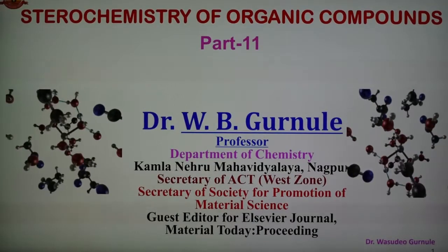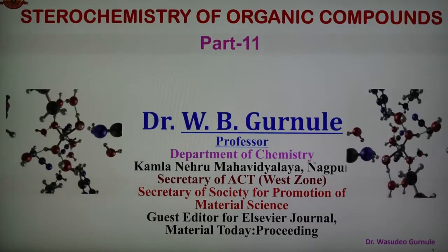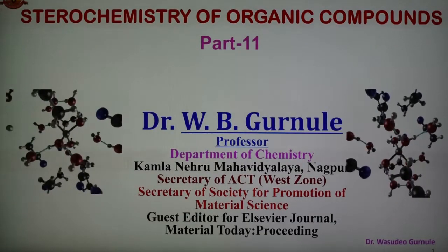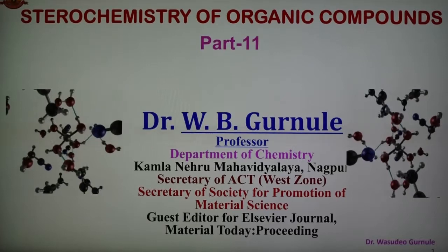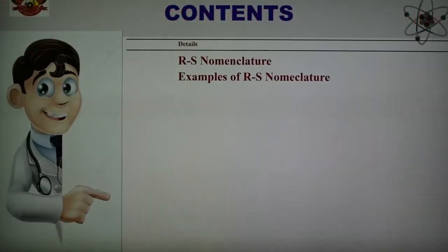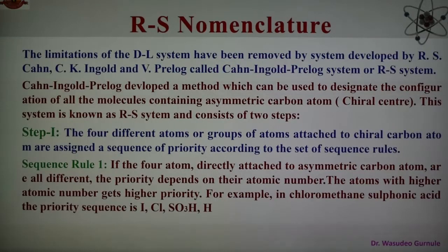So today's topic is the stereochemistry of organic compounds, part number 11. And in this part number 11, we are discussing the RS system of nomenclature. Already we know the system of RS, what is R, what is S, and today we are taking examples of RS nomenclature of organic compounds. As already discussed, this system was given by Cahn, Ingold and Prelog and is known as the RS system.